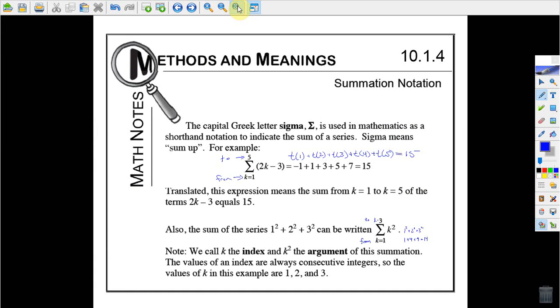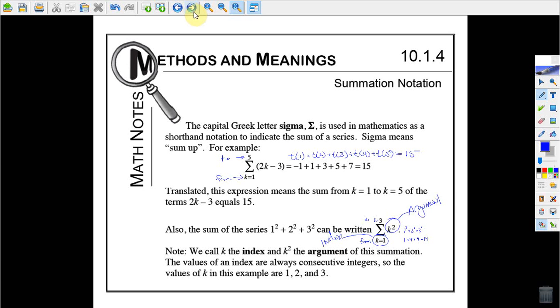We call k the index and k squared the argument. So that's the argument. There's the index. The values of the index are always consecutive integers, so the values of k in this example are 1, 2, and 3.